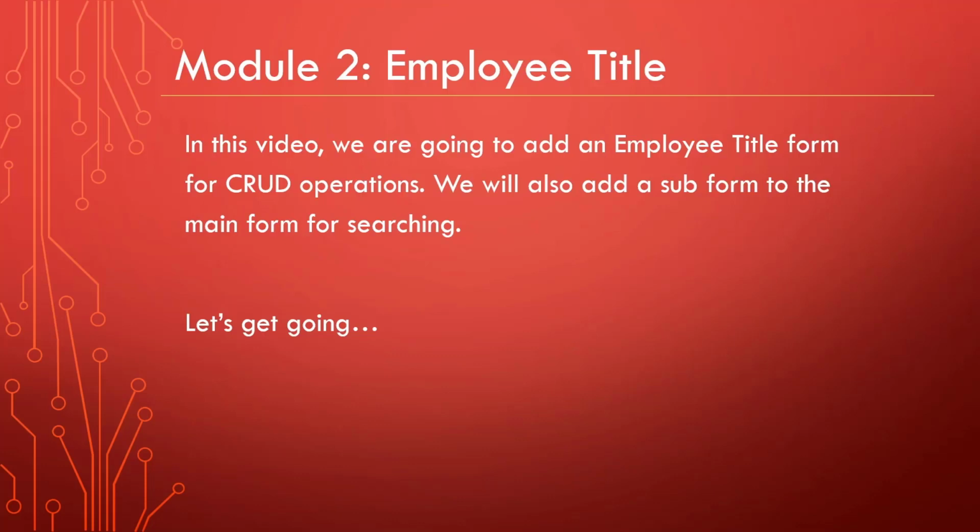So in this module 2, we are going to do the employee title CRUD operations, similar to what we did with the employee. However, in this one, we are going to complete the whole thing, and it shouldn't take that long since our first initial form has been done. All we have to do is just modify the object and the variable names. All right, let's get going.